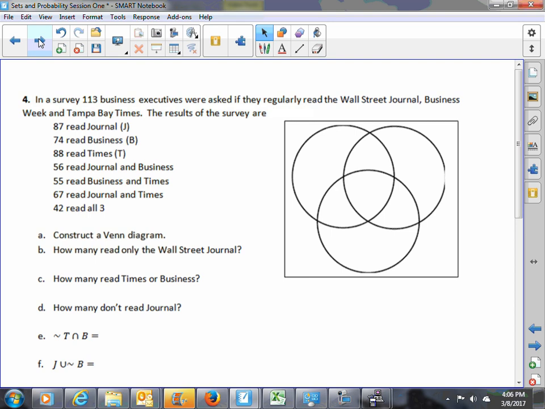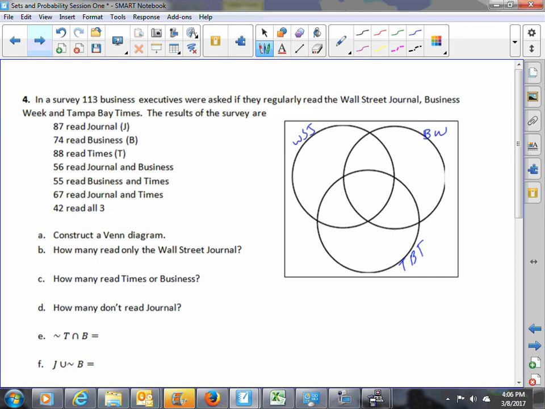Now, example number 4. In a survey, 113 business executives were asked if they regularly read the Wall Street Journal, Business Week, and Tampa Bay Times. The results of the survey are, and you see all of that, construct a Venn diagram. Well, now the Venn diagram's already constructed for us, but we're going to have to do what? The Wall Street Journal, WSJ, the Business Week, BW, and TBT, Tampa Bay Times.